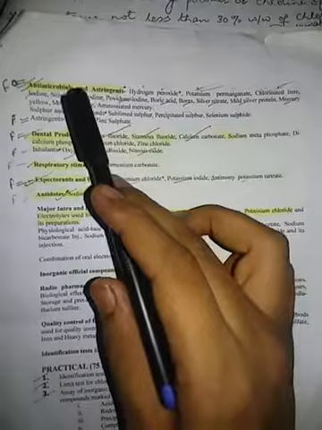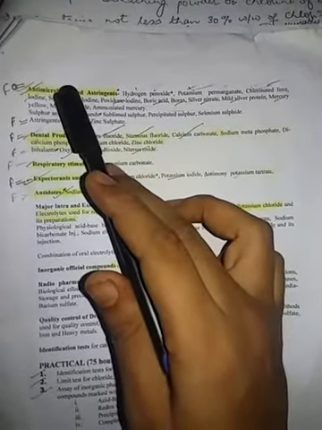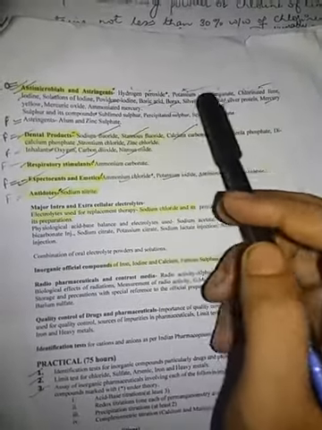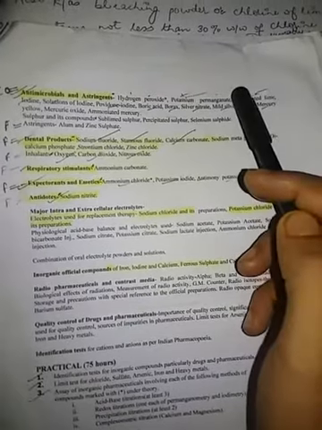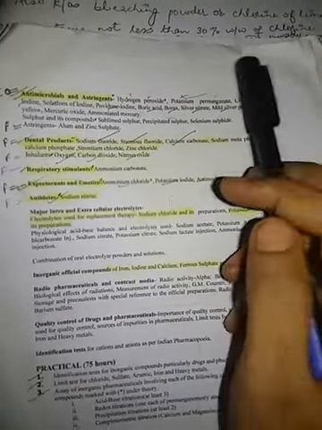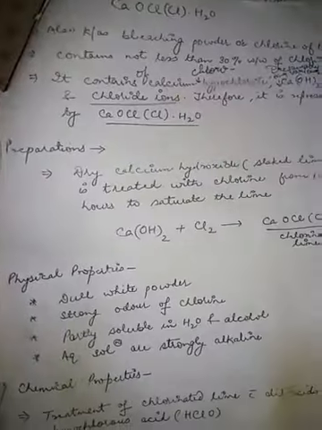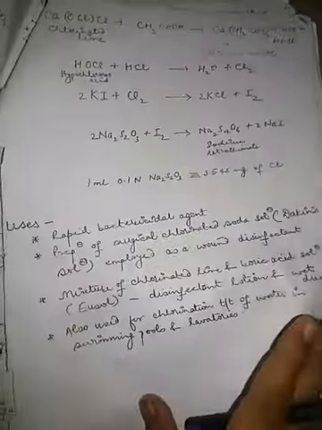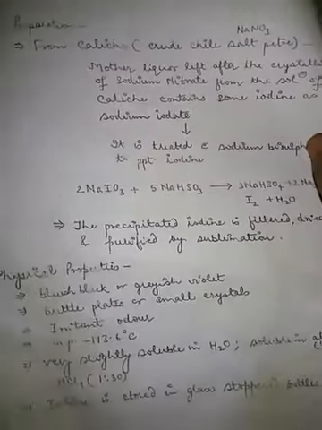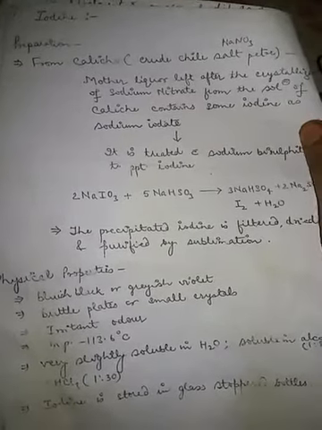Here we have the syllabus. We already covered antimicrobial agents, mode of action, classification, and hydrogen peroxide, potassium permanganate, and boric acid. And today we discussed chlorinated lime. In the next class we will study iodine, povidone iodine, and aqueous solution of iodine. So this is all about today's class.